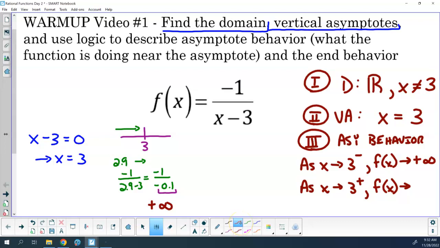Now as I come in from the right towards 3, that's going to be like 3.1. I plug that into my function, and that's going to be negative 1 divided by 3.1 minus 3, which is negative 1 divided by positive 0.1. And again, the closer and closer I get from the right side to 3, the smaller and smaller that number is going to be getting. But a negative divided by a positive is going to be negative infinity.